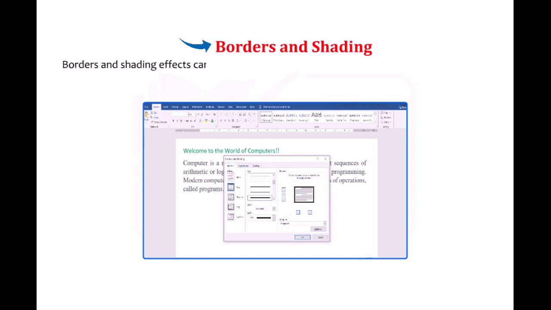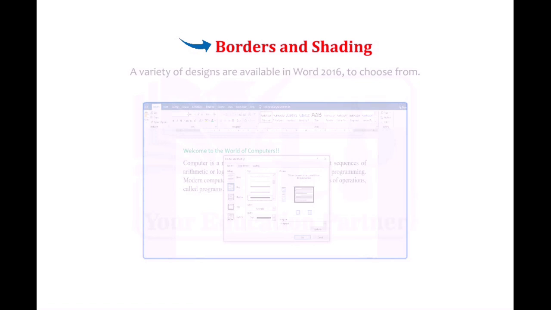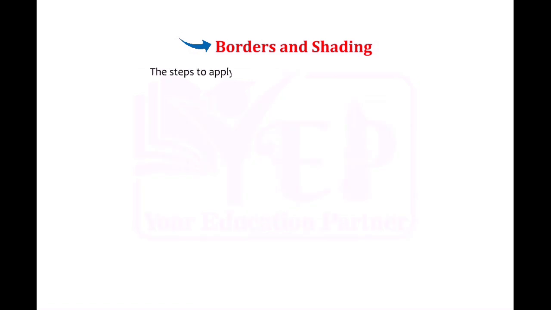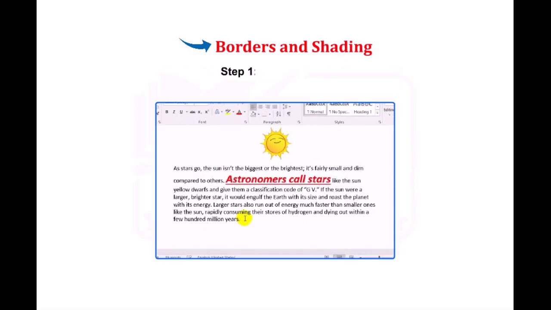Borders and shading effects can also be added to the text to improve the overall appearance of the document. A variety of designs are available in Word 2016 to choose from. The steps to apply borders and shading are as follows.